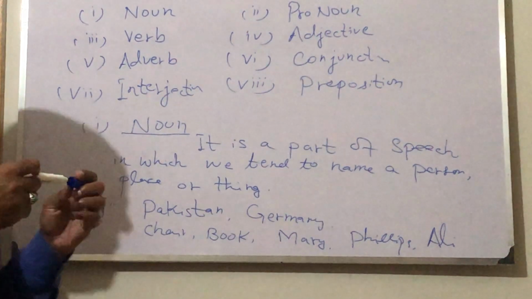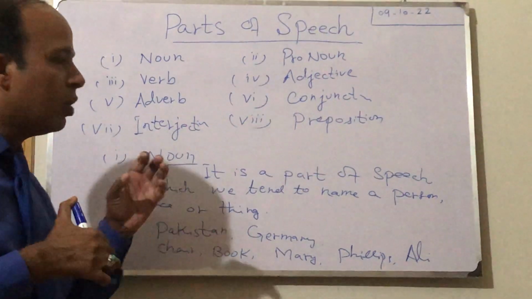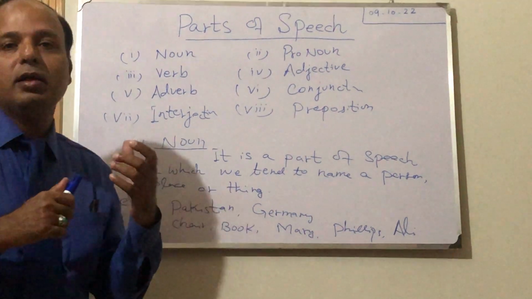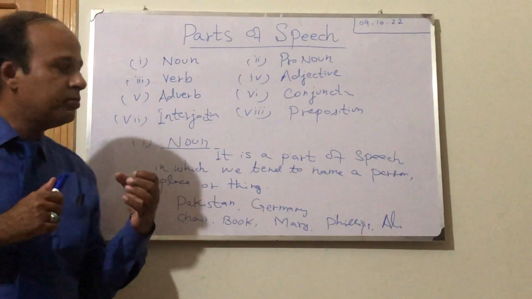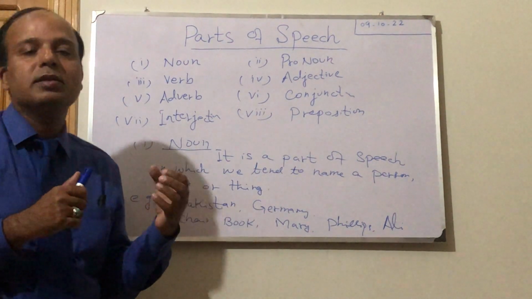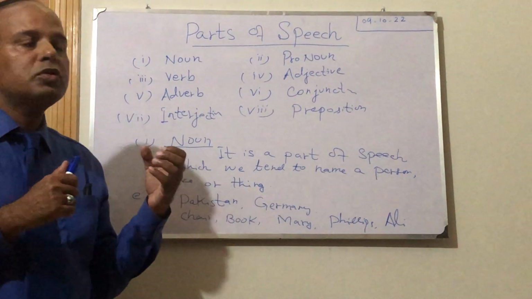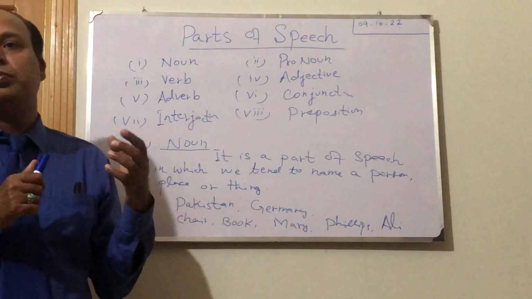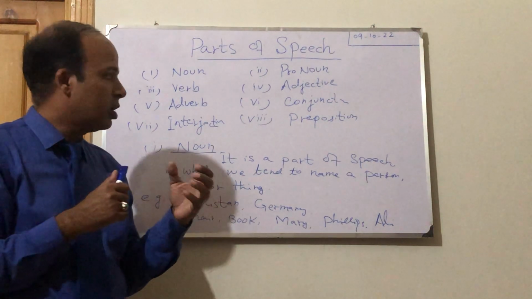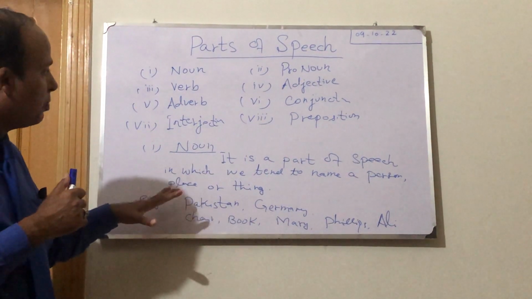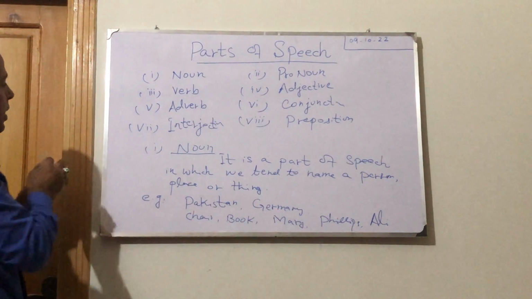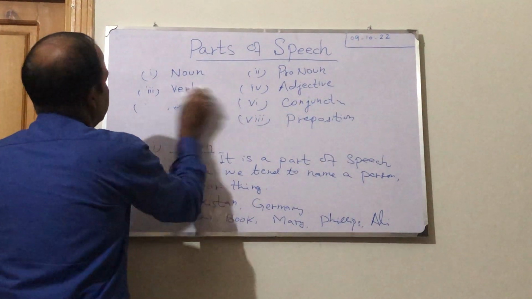Proper noun is the name of a place or a person like Pakistan, Germany, USA, Canada, and like Ali, Phillips, Mary, Alexander, Johann, etc. But when it comes to common noun, like chair, boy, city, country, pen, etc. So this is something about noun. Now we'll go into the next step, and that is pronoun.